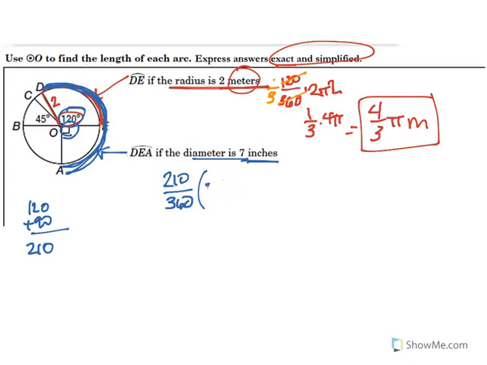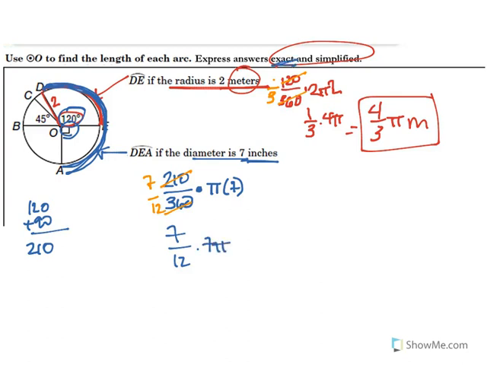Sorry, I didn't use parentheses earlier. I don't know why I'm doing it now. I'll just do times pi times 7. I hope that looks more familiar. So 210 and 360, I'm going to simplify that. That becomes 7 over 12. Ugly fraction, but we can handle it. 7 over 12 times 7 times pi is just 7 pi.